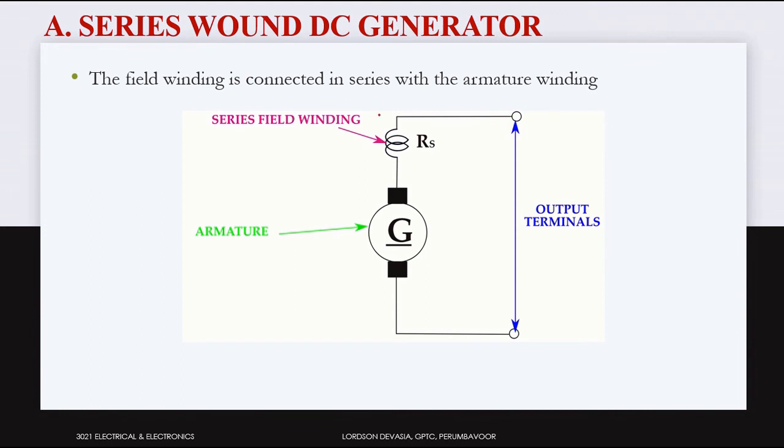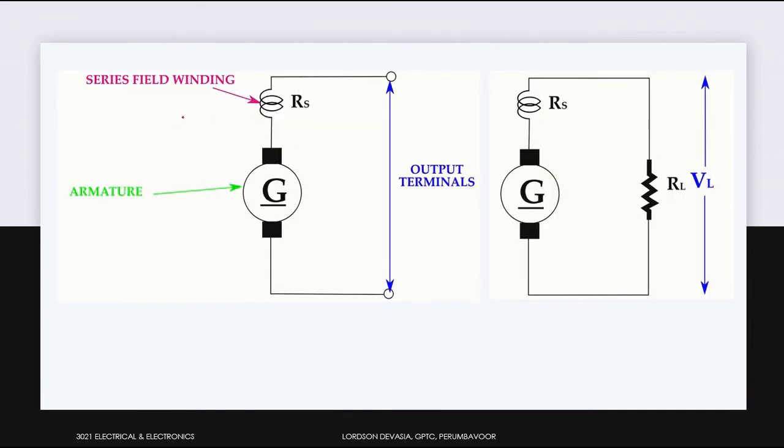In case of a series wound DC generator, the field winding is connected in series with the armature winding. So this is the field winding. Here the field winding is series and it has a lesser number of turns, and this is the armature. The G indicates the generator and this line indicates the DC generator. So these are the output terminals. If you connect a load resistance, there will be a load current.